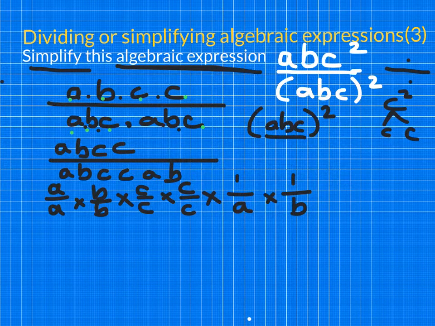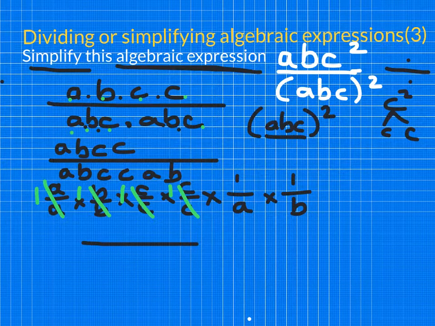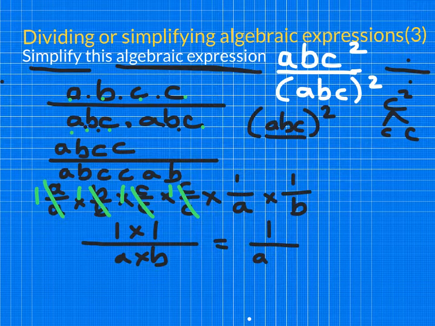Now we can cancel out those that are able to be simplified. A divided by A is 1, B divided by B is 1, C divided by C is 1, C divided by C is 1. Let's see what we've got left, and we can bring it back together as a full fraction again. So we've got 1, 1, 1, 1, 1, so we've got just these two parts over here. Putting them together, 1 times 1 and A times B. So 1 times 1 is 1, A times B is AB.